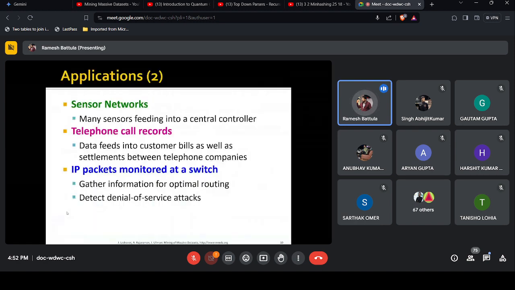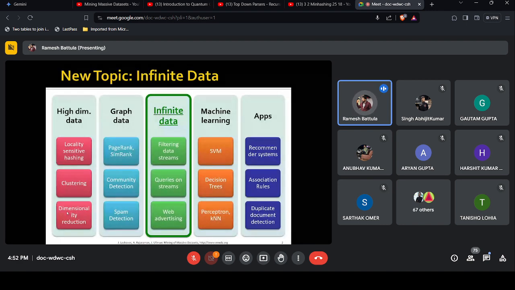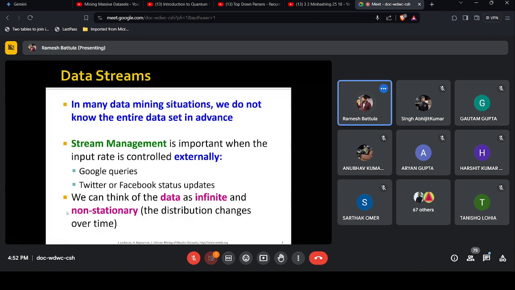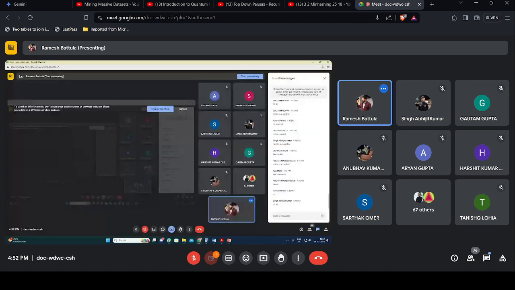So this is where we will start. We will try to understand more in the next class also. We will do the same about this infinite data, which we can treat as a stream of data, and discuss it again in the next class. So please ask any questions right now if you have. Any questions about data streams? If you don't have any questions, please say no.